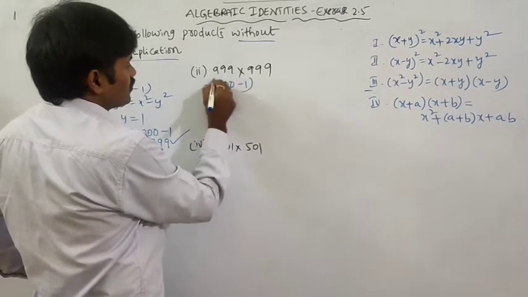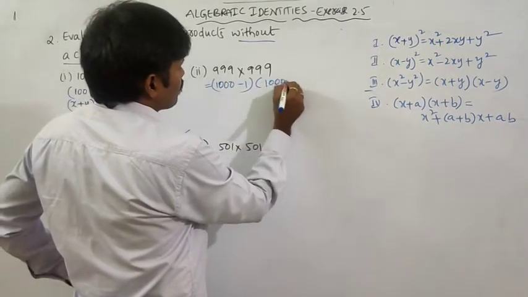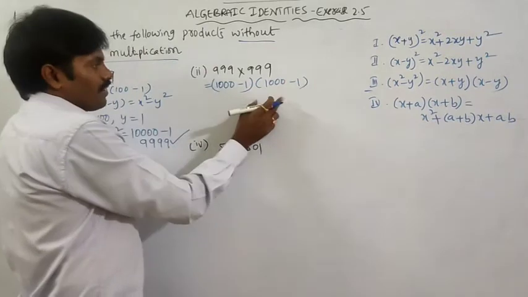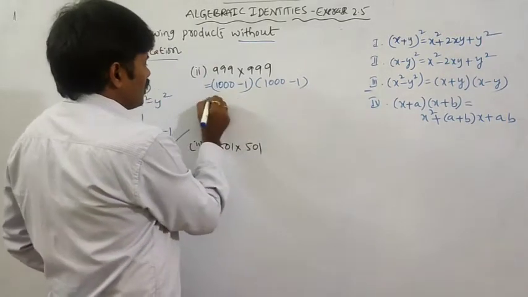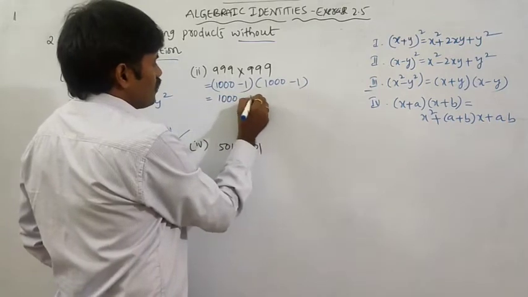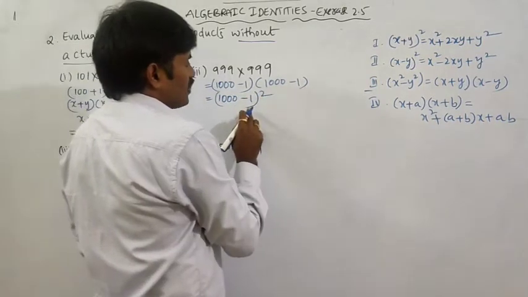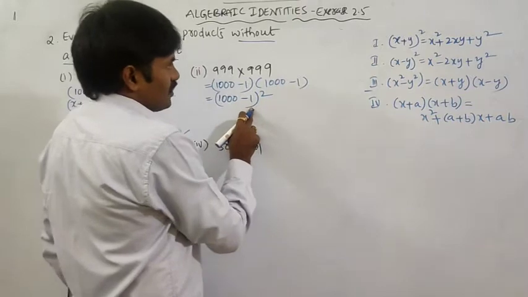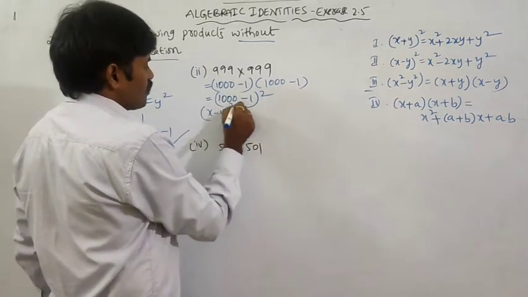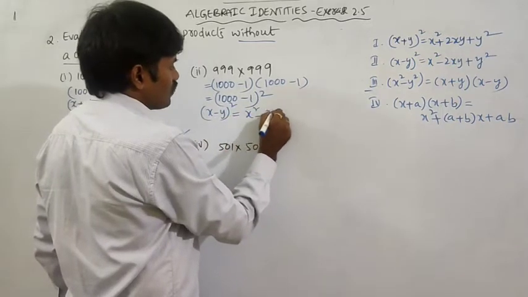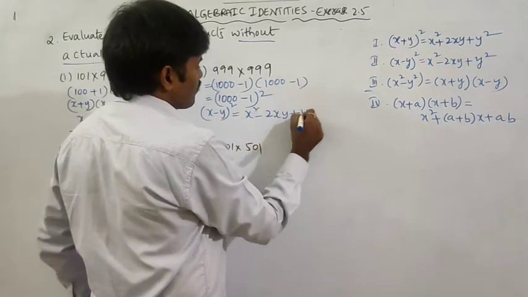Similarly, the second problem is very near to 1000, so we can write it as (1000 minus 1) into (1000 minus 1). The same number is multiplying twice by itself, so it can be written as (1000 minus 1) whole square. What is the suitable identity with it? That is the second identity. It is in the form of (x minus y) whole square, that is equal to x square minus 2xy plus y square.